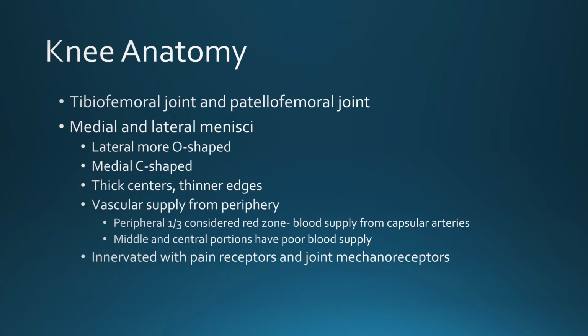So we have the medial and the lateral menisci. The lateral is more O-shaped, where the medial is more C-shaped. They have thick centers but thinner edges, and the vascular supply is from the periphery. So the peripheral 1/3 is considered the red zone, and it has a better blood supply from the capsular arteries. The middle and central portions have poor blood supply.